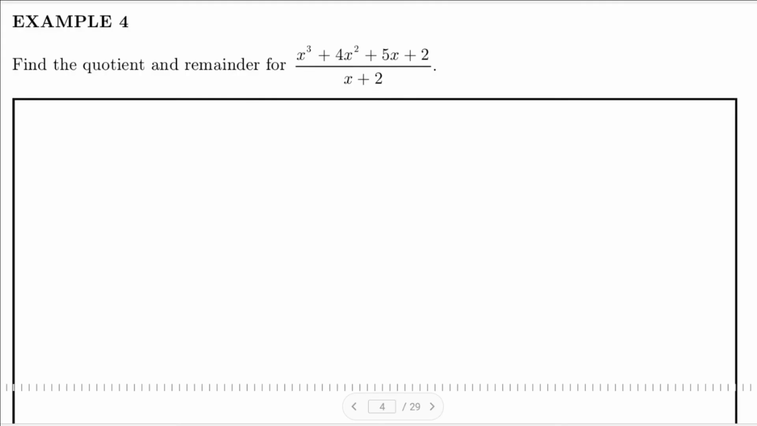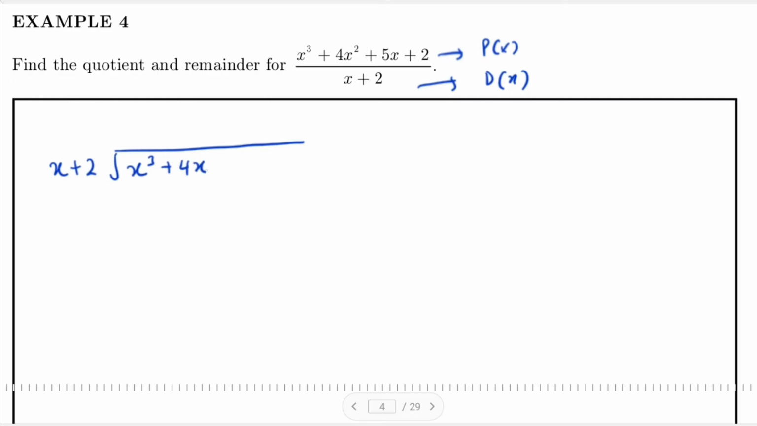Example 4: find the quotient and remainder for x cubed plus 4x squared plus 5x plus 2 divided by x plus 2. In order to find the quotient and remainder, we need to do the long division. The upper part is the polynomial and the lower part is the divisor, so the divisor should lie outside and the polynomial inside. Then we have to cancel out x cubed, so we think what multiplied with x will give us x cubed, or we can do the division. So x cubed divided by x will give us x squared.